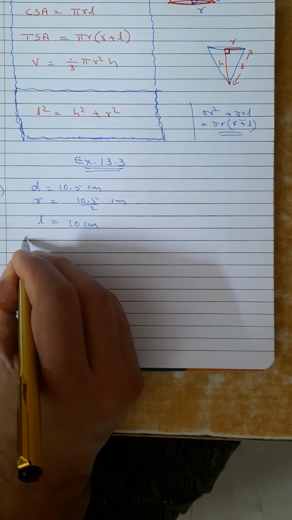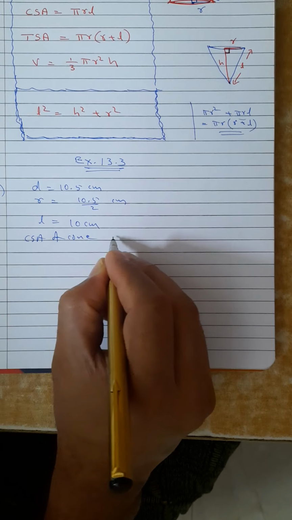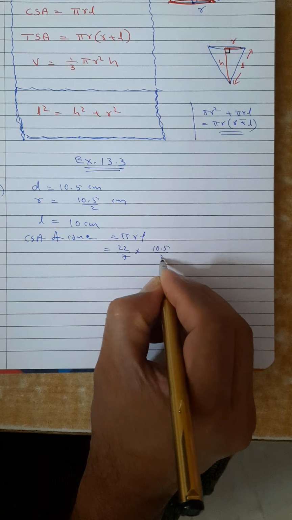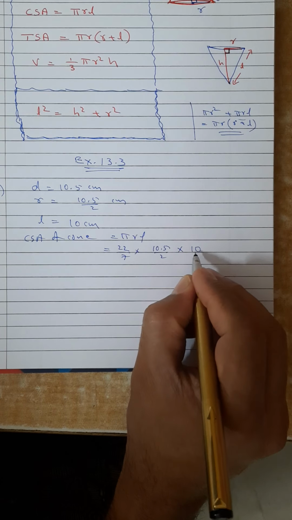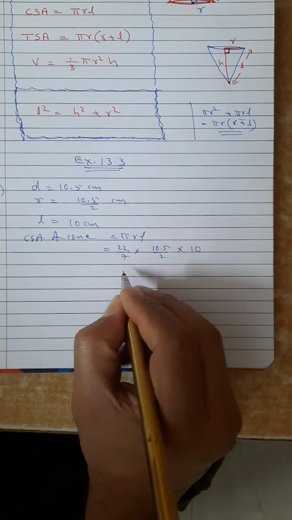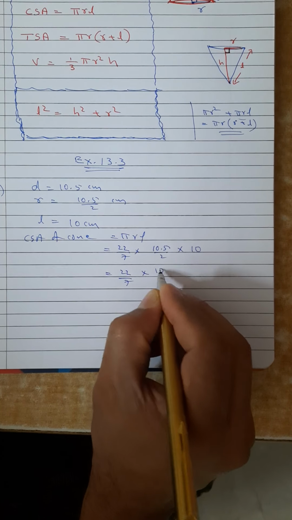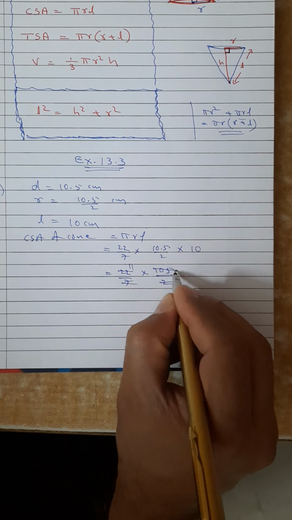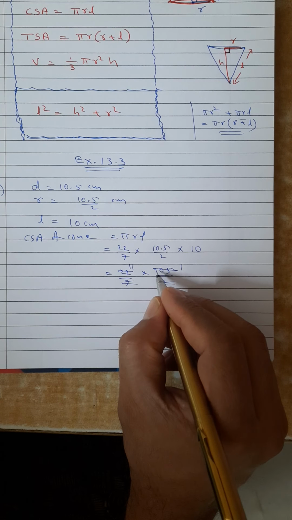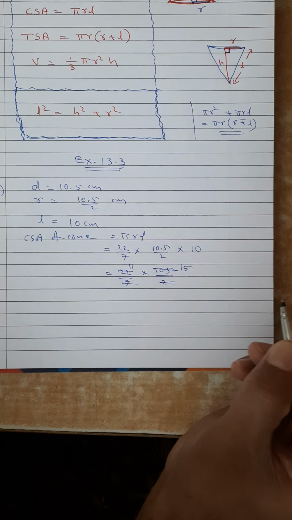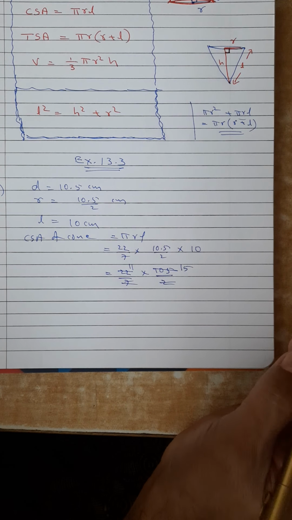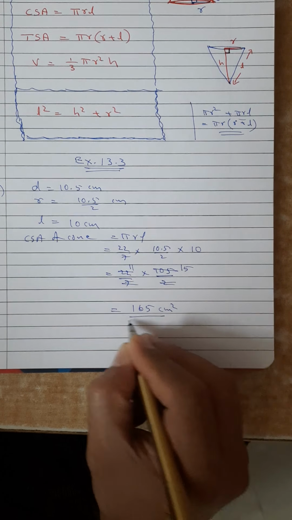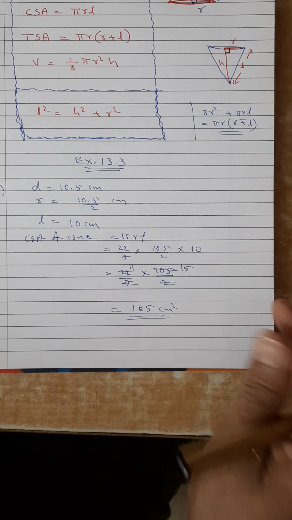What is the CSA of a cone? CSA of a cone equals pi RL. That is 22 by 7 into R, 10.5 upon 2, into L, which is 10. If I multiply 10 with 10.5, the point will go, so that is 22 by 7 into 105 upon 2. Cutting is possible, 11. 3 remains; 5 7s are 35, otherwise we know 7 into 15 is 105. 11 into 15 is 165, so the answer is 165 centimeter square. Simply substituting in the formula.